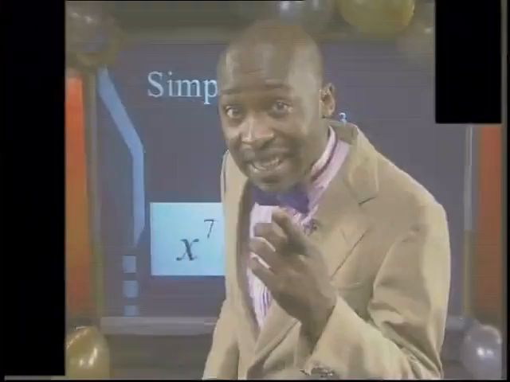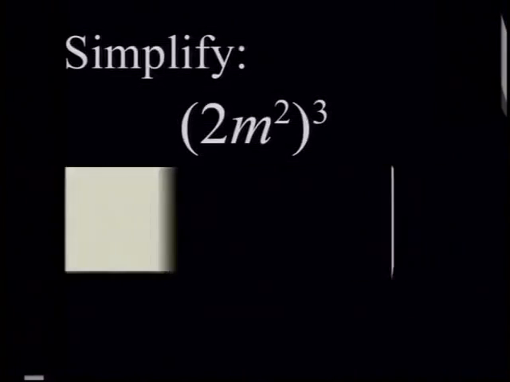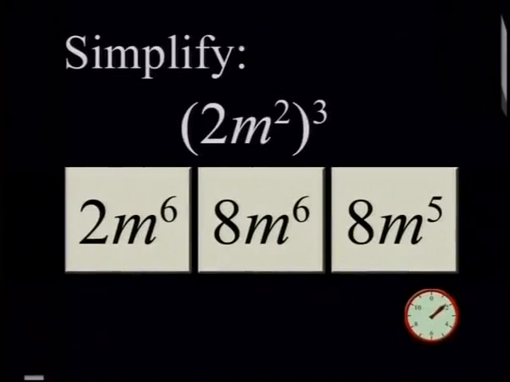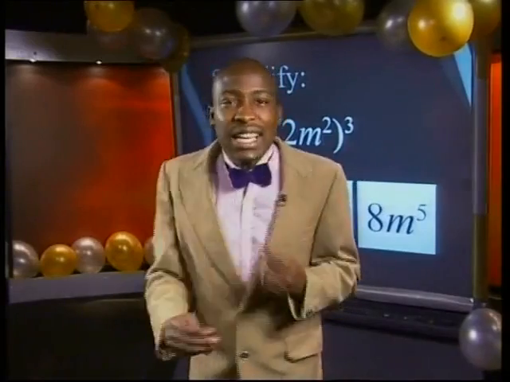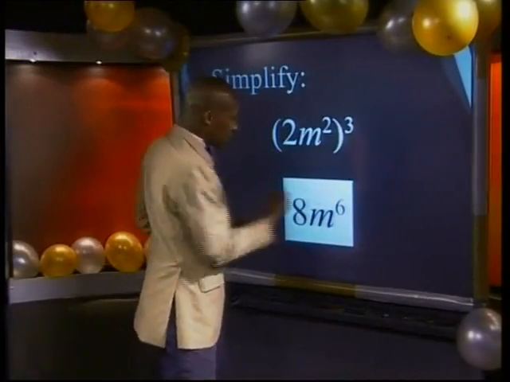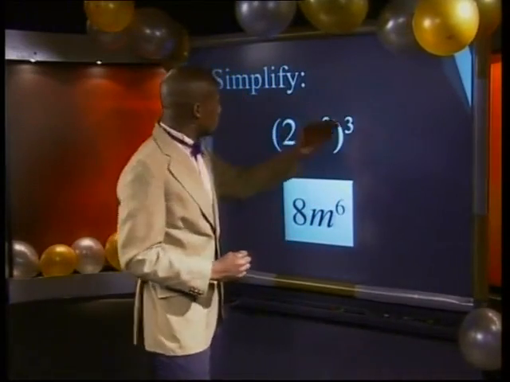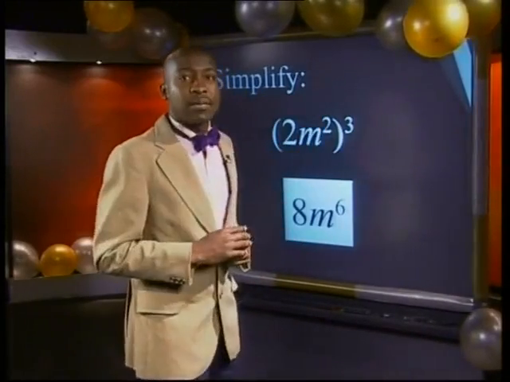Ready for another one? 2m to the power of 2, all to the power of 3. Does raising to a power sound familiar to you? Did you remember to raise each factor in the brackets to the power of 3? If you did, you would get 8m to the power of 6. Don't forget that the 2 is cubed and you have to multiply the exponents 2 and 3, not add them. Having fun? Take a close look at this one.